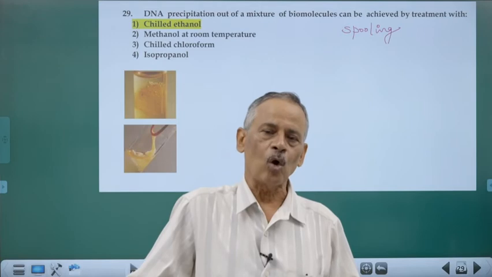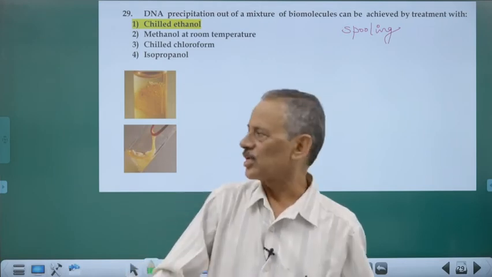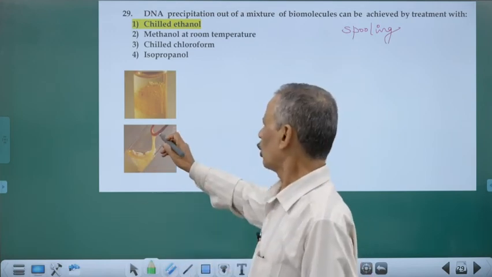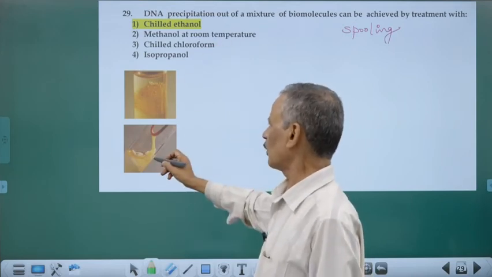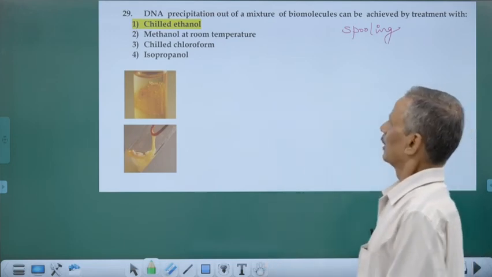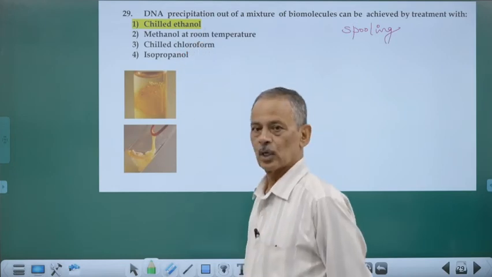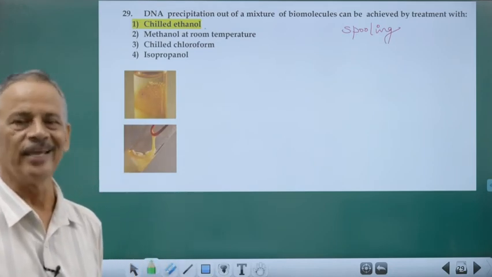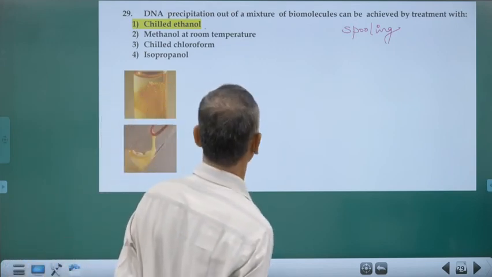Adding chilled ethanol will make them develop into long fiber-like, thread-like structures, and using a copper hook-like structure, you can separate it out. This is what is called spooling. The technique is called spooling. And we add chilled ethanol to precipitate DNA out of that mixture. Only DNA will be precipitated, and so we can isolate the DNA from that mixture. Okay.